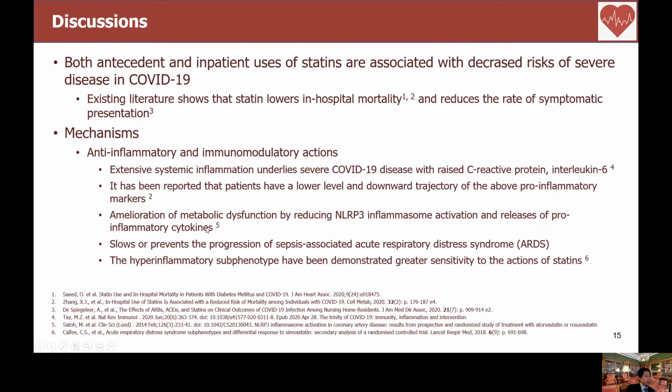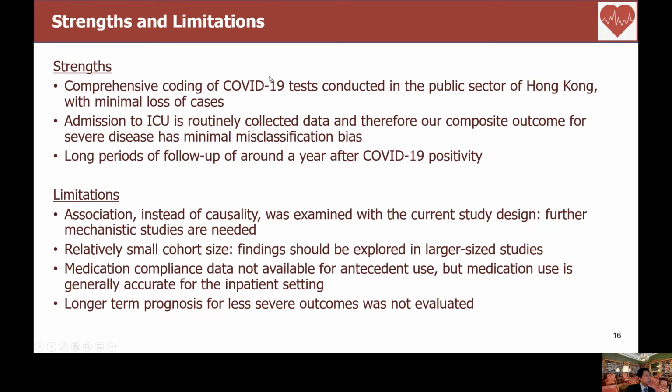There's also a partial resolution or reduction in metabolic dysfunction through the reduced activation of the NLRP3 inflammasome pathway and the subsequent release of pro-inflammatory cytokines. Statins have also been shown to slow or prevent the progression of acute respiratory distress syndrome. And in terms of who is likely to respond to statins, there is a hyperinflammatory subphenotype that has been characterized, and they've been shown to have greater sensitivity to the statins' actions.